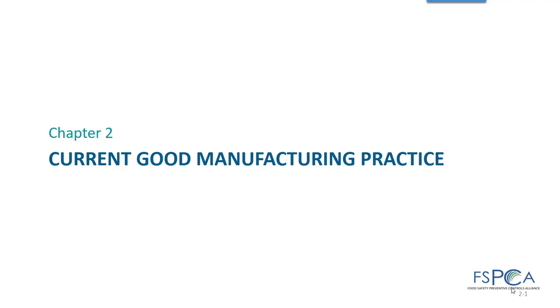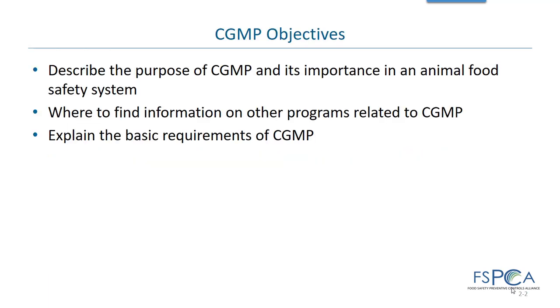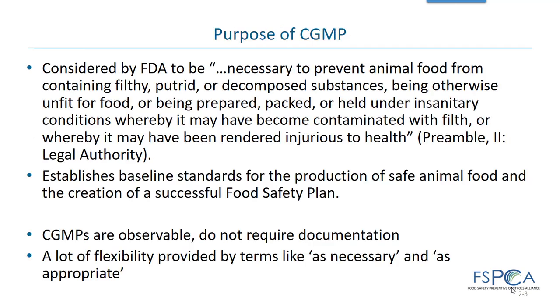Hello and welcome to Chapter 2, which is all about current good manufacturing practices. We are now living in the world of Subpart B of Part 507, and here are our objectives for the chapter. First and foremost, we're going to describe the purpose of CGMPs and its importance in an animal food safety system. We're going to find where to find information on other programs related to CGMPs, and we're going to explain the basic requirements of CGMP programs.